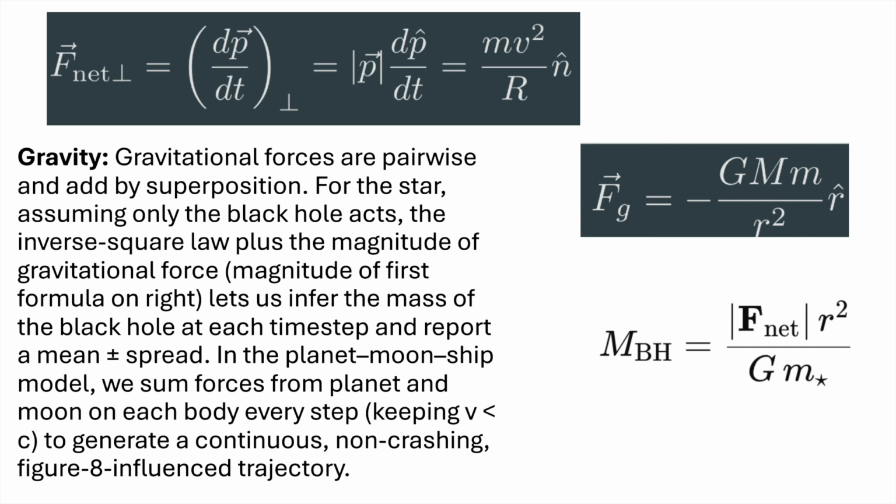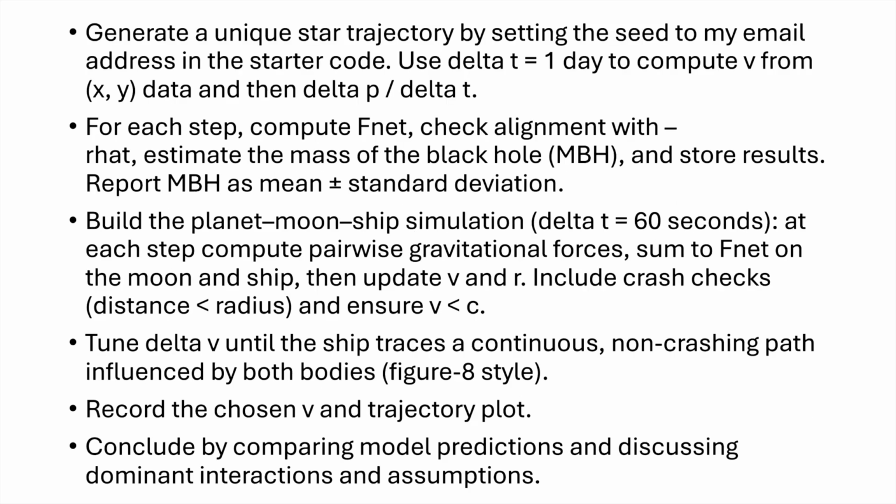In the planet-moon-ship model, we sum forces from the planet and moon on each body every step, keeping v less than the speed of light to generate a continuous non-crashing figure 8 influenced trajectory. Here are the models and procedure. I'll walk through these in the next few slides.